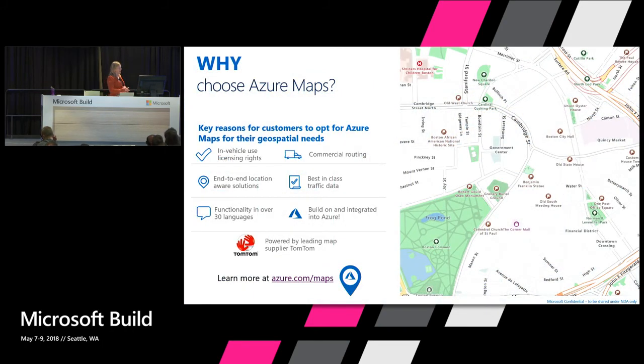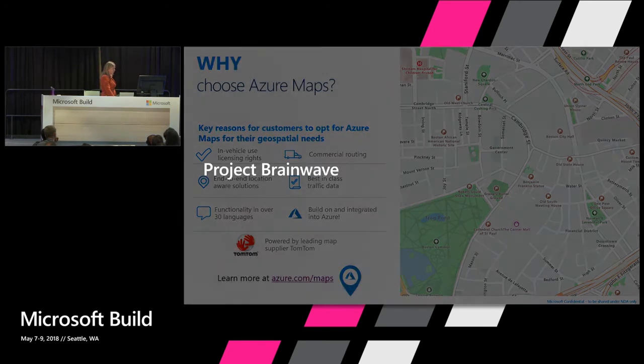So why choose Azure Maps? Incredible stuff. As you could see in that demo, it's a very polished, very beautiful UI. And then there are commercial-scale routing algorithms, best-in-class traffic data, and functionality in over 30 different languages, all on Azure. The map data is actually powered by TomTom, which is one of the most trusted names in mapping. So very great stuff there. Learn more at azure.com/maps.